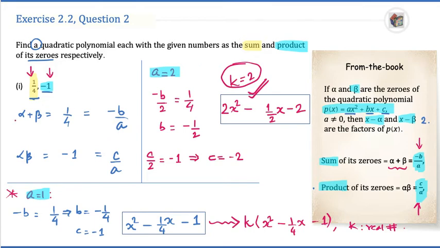I'll give you your quick steps again. You'll use the relationship for the sum, relationship for the product. You'll take a equal to 1. Accordingly, you'll find out the values of b and c, and then you will get your quadratic polynomial by putting it in this. And then you will finally say that every multiple of this polynomial is also going to work. Let's now look at part 2 in this.